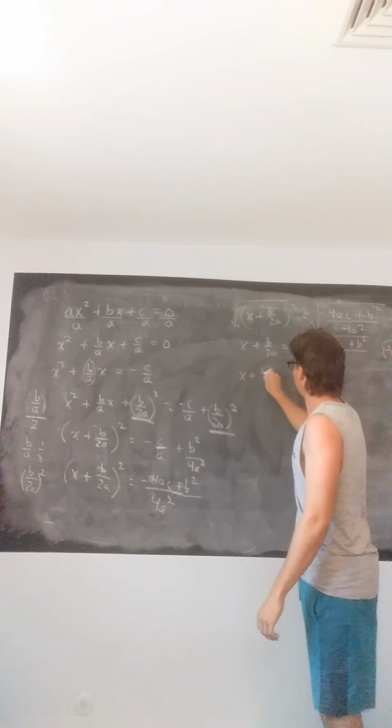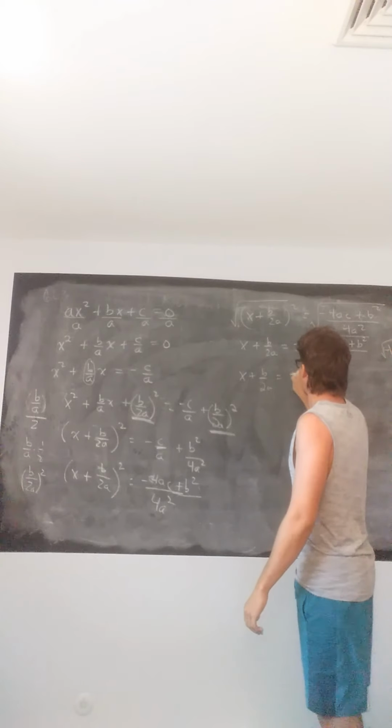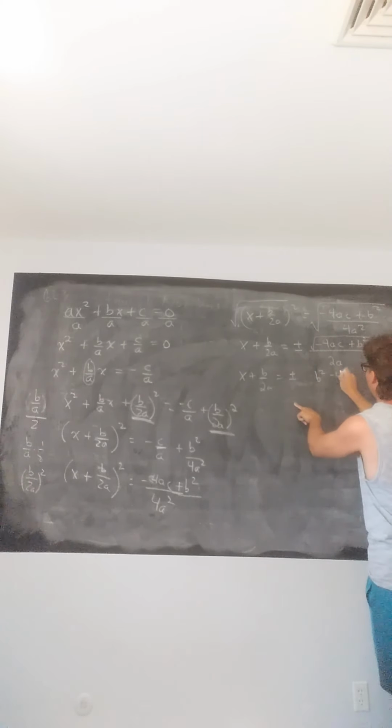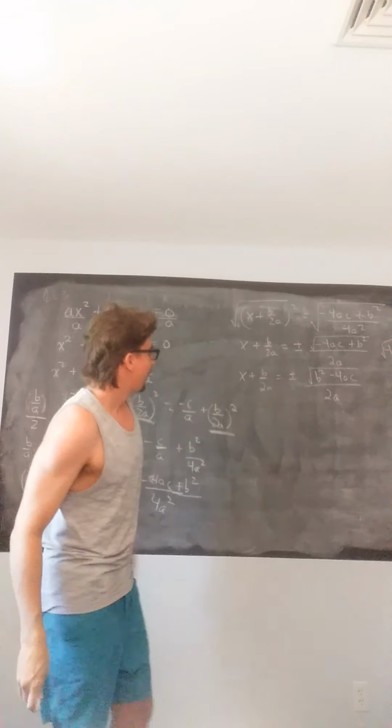Okay? And then what I'm going to do next, I'm just going to reverse this order and call this b squared minus 4ac. Keep that under the root. There's the 2a. See, it's just like magic, right? It's just algebra.